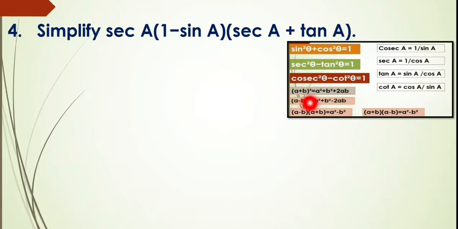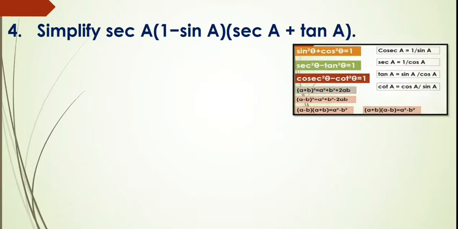So just go here. Does any algebraic identity match? No, because it is not in a plus b whole square form, a minus b whole square form, or a minus b into a plus b. So these two are not matched. Now come to here. These formulas help us to convert trigonometric ratios into sine and cos. So just follow these formulas.